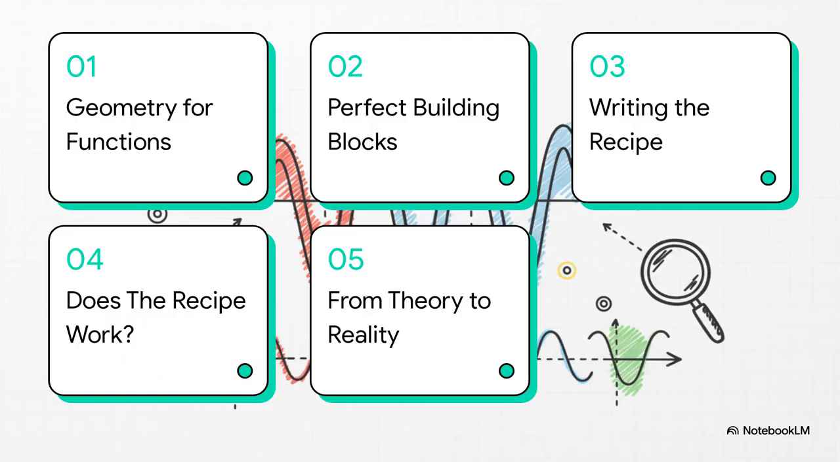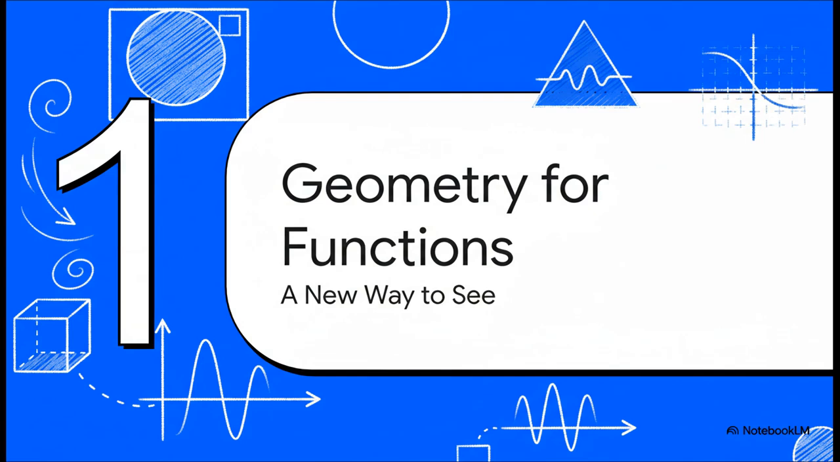complexity. Okay, so to really wrap our heads around this, here's our game plan. First, we're going to start with a pretty weird but powerful concept, geometry for functions. Then, we'll find our perfect building blocks and figure out how to write the function recipe. After that, we got to ask the big question, does the recipe work? And finally, we'll see how this all connects from theory to reality. So, let's dive in. All right, let's kick things off with our first section, geometry for functions.